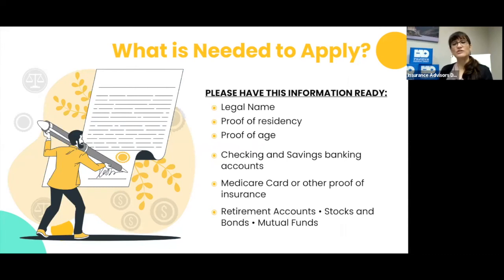You don't need to know their checking and savings, banking accounts. They don't have to show you their banking information. Just a roundabout, offhand, how much do they usually have on those accounts? When you're doing the LIS application, it will ask you for that. You want to see that Medicare card and other proof of insurance.